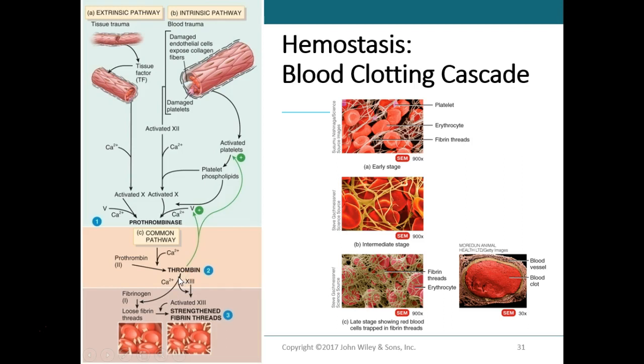Thrombin, in the presence of calcium, takes fibrinogen and activates it into fibrin. Fibrin forms the clot. As you can see over here in this image, all these little brown stringy things, all of that is fibrin. So it's forming a blood clot.